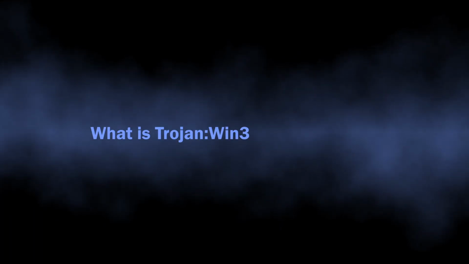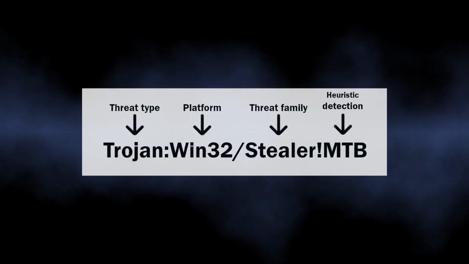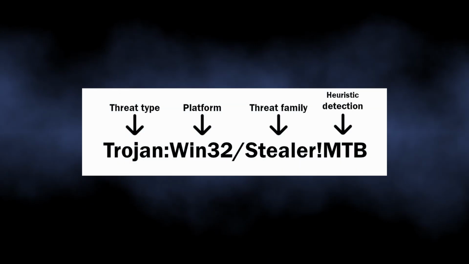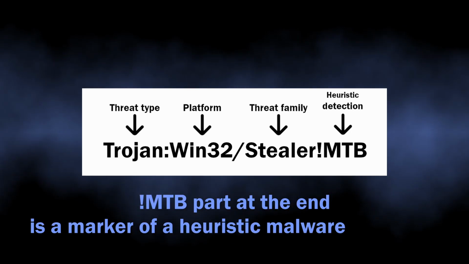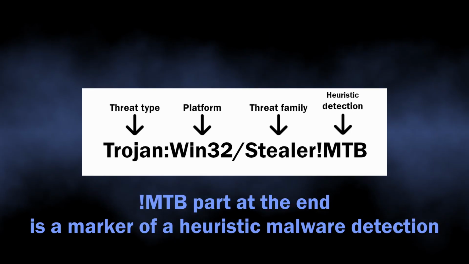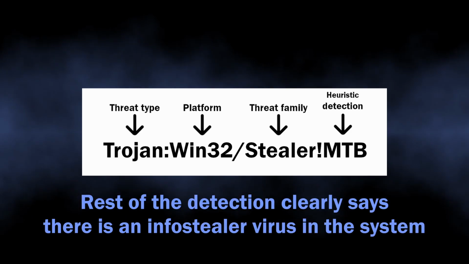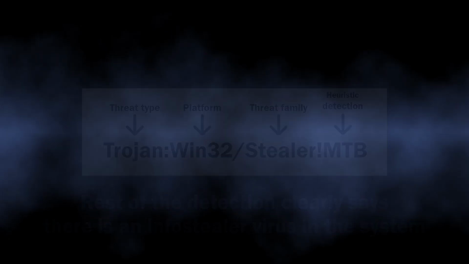Let's begin with understanding what the detection means. Trojan Win32 Stealer MTB is pretty self-explanatory, really, but at the same time it carries no additional details. The MTB part at the end suggests that it comes from the heuristic detection system of Microsoft Defender, but the rest of it clearly says that there is likely an infostealer virus active somewhere in the system.